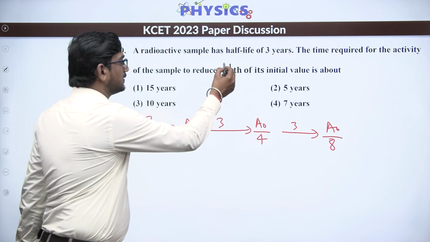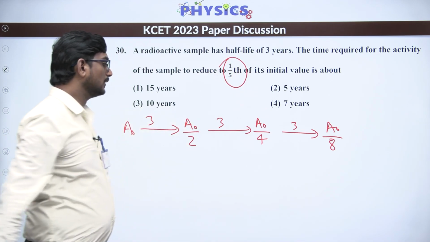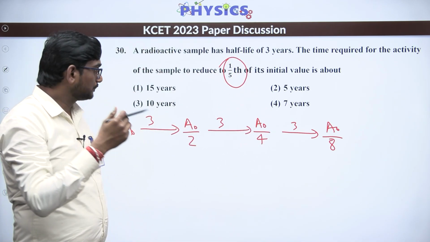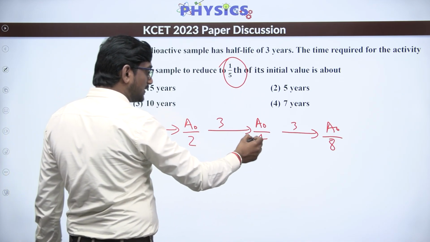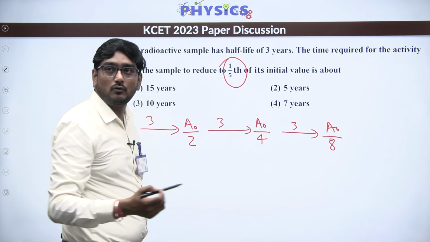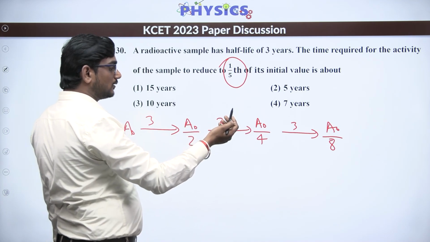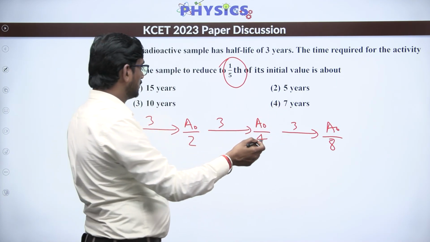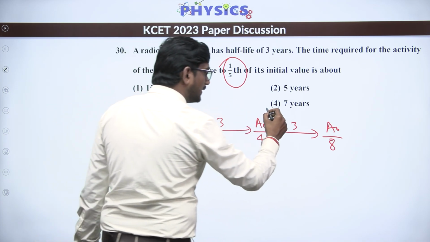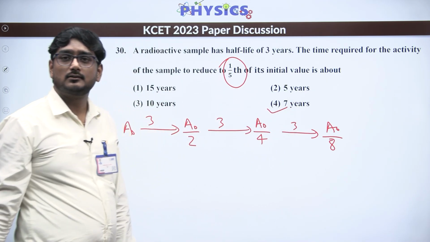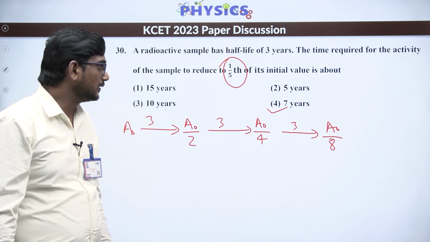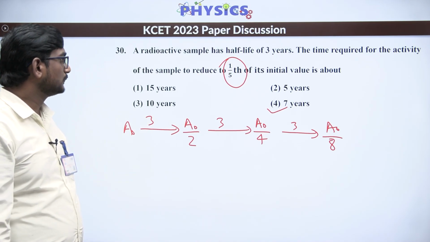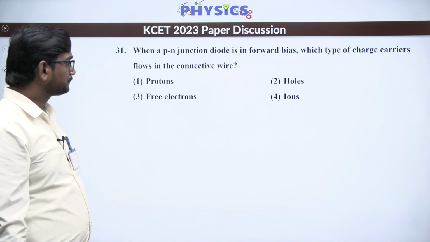Now here it should reduce to 1/5. In 9 years it is reducing to 1/8, alright, and in 6 years it is reducing to 1/4, right. So 1/5 will be between 6 years and 9 years. Only one option is over here, that is 7 years, so we can choose it, and that will be our correct answer. So 7 years is the correct answer in this case. Moving to the next question.